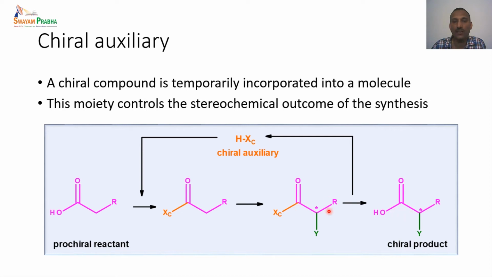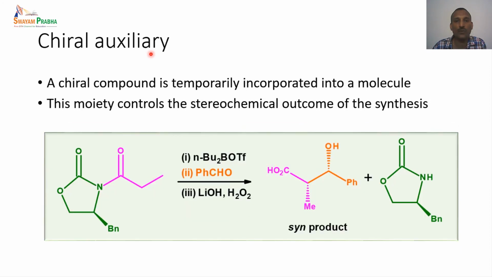And after the reaction is over, this chiral auxiliary is broken down and the original functional group is regenerated. So from a prochiral reactant, that is the starting material, we ended up with the chiral product. So here this is the center where the chirality was introduced. So these kinds of things are possible using a chiral auxiliary. Let us look at some of the examples.